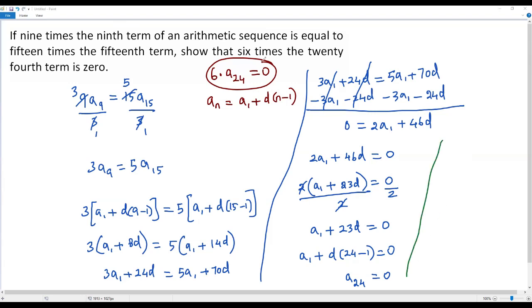We have to prove that 6 times the 24th term is equal to 0. So let me take 6 times a24, which equals 6 times, and since we already got a24 is 0, we plug in 0 for a24, giving 6 times 0. Then 6 times the 24th term, a24, equals 6 times 0, which is 0. Now I have proved that 6 times the 24th term of the given arithmetic sequence equals 0.